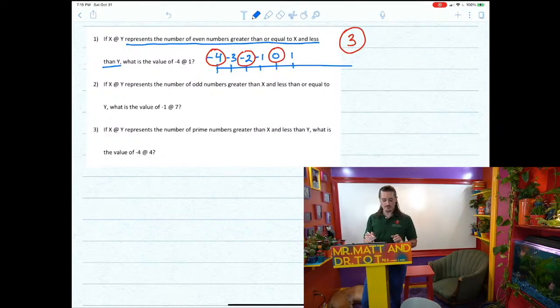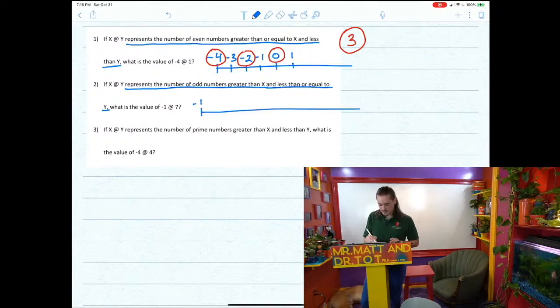So here they're saying whenever they place two numbers, x and y, on opposite sides of an at sign, it no longer represents those numbers themselves. It represents the number of odd numbers greater than x and less than or equal to y. The number of odd numbers greater than the left number and less than or equal to the right number. So what's the value of -1 at sign 7? So we're going to be going from -1 all the way up to 7. So that's going to be 0, +1, 2, 3, 4, 5, 6, and 7.